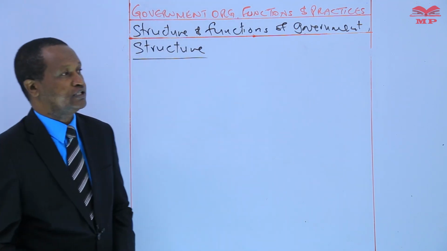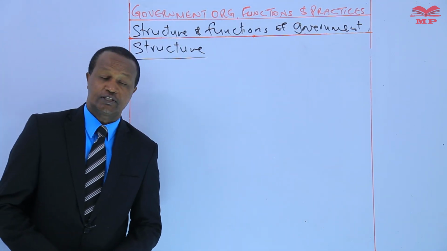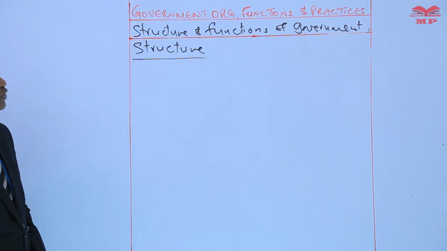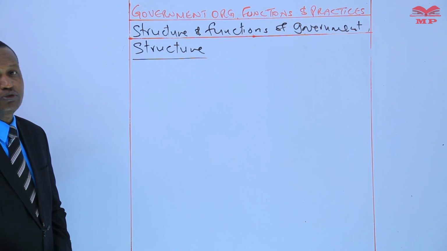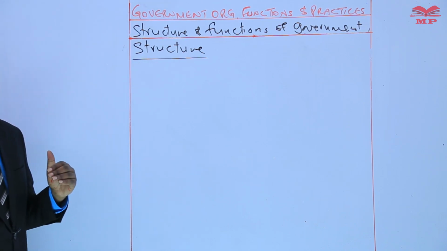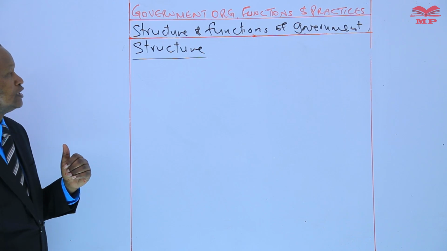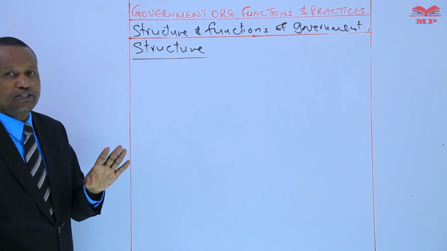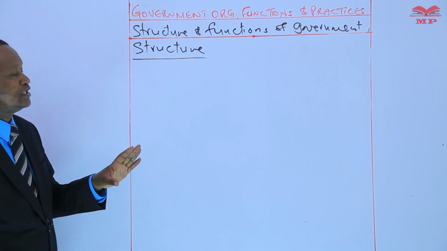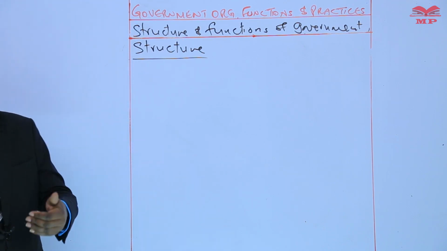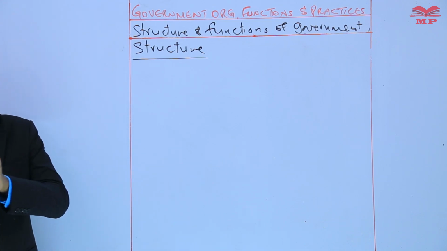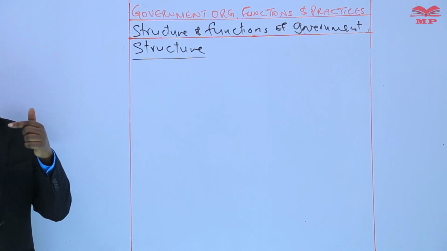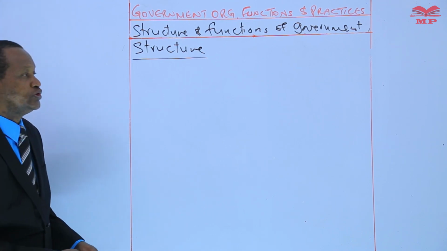The subject is public policy, public sector governance policy and administration. Today we are going to study the structure and functions of government, both at the national and the county level. We will begin with the structure of the national government. To start with, candidates, the structure of the national government in Kenya is based on the constitution, which provides for the three main branches of government, which are the executive, legislature, and judiciary.